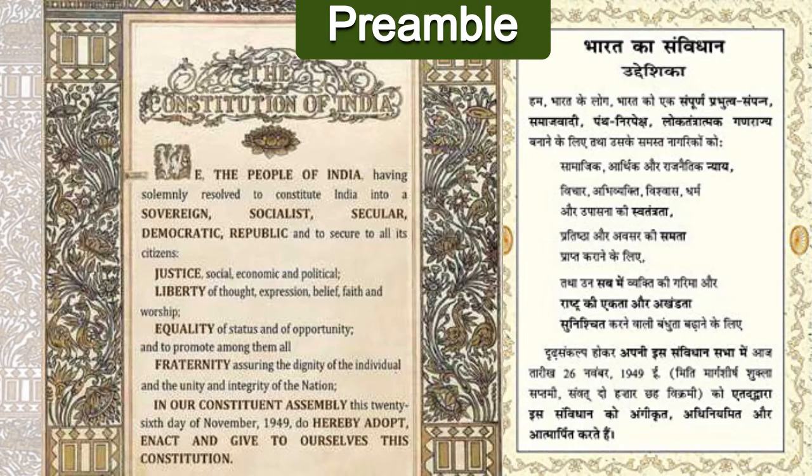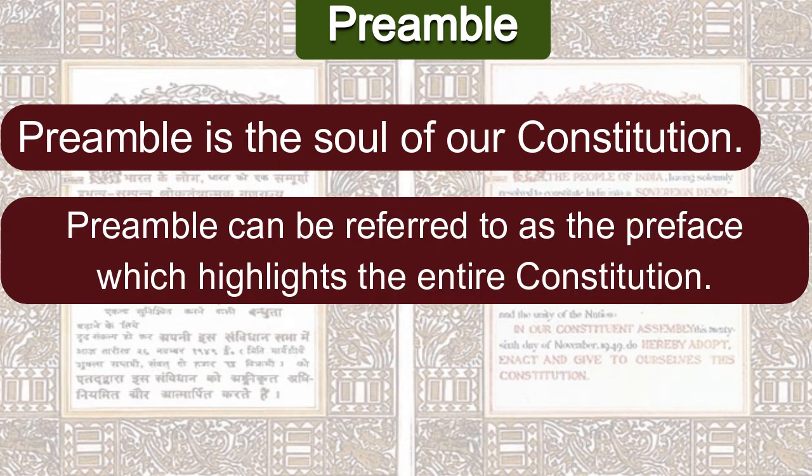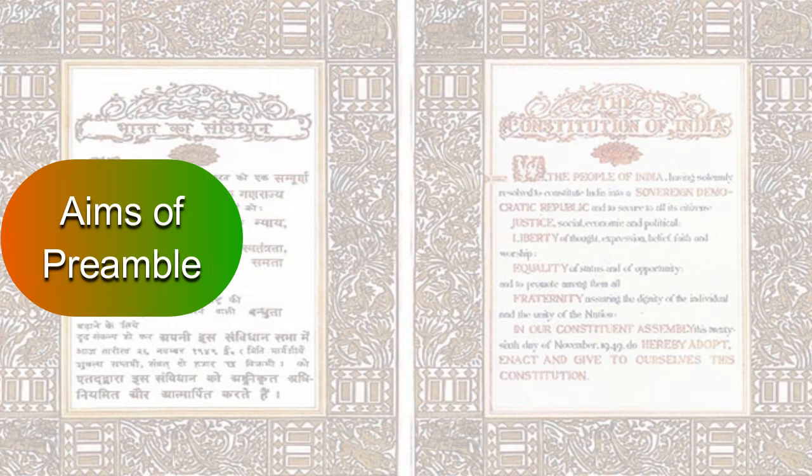Now, let us know about the main aims of its preamble, yani uddeshika, jise hum prastavna ke naam se bhi jante hain. Preamble is the soul of our constitution. The preamble can be referred to as the preface which highlights the entire constitution. Let us know about some important aims of preamble.